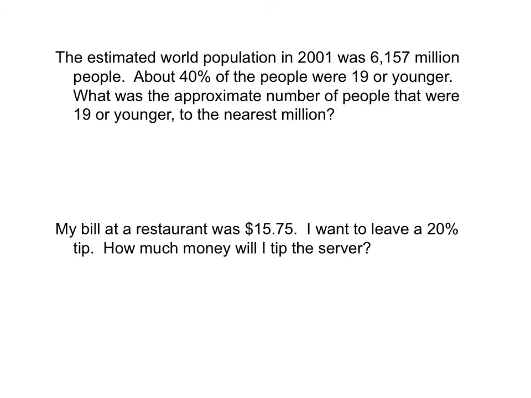Now let's look at using some percents in some real-world contexts. The estimated world population in 2001 was 6,157 million people, or in other words, there was over 1 billion people. About 40% of these people were 19 or younger. So we want to know what was the approximate number of people that were 19 or younger to the nearest million. Well, 40% of the people, and there were 6,157 million people.